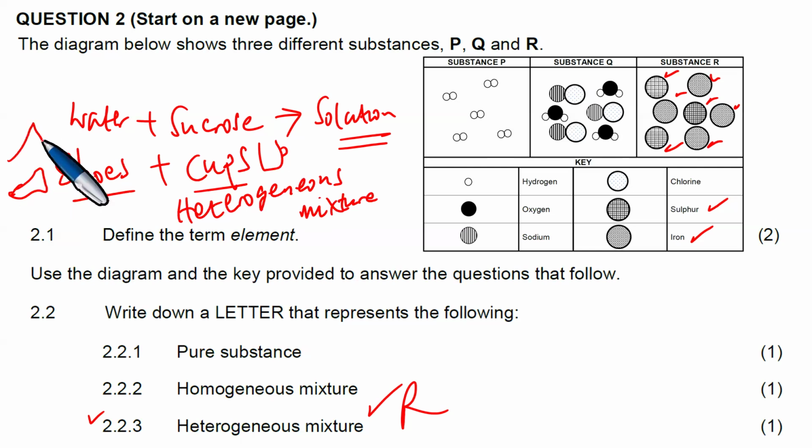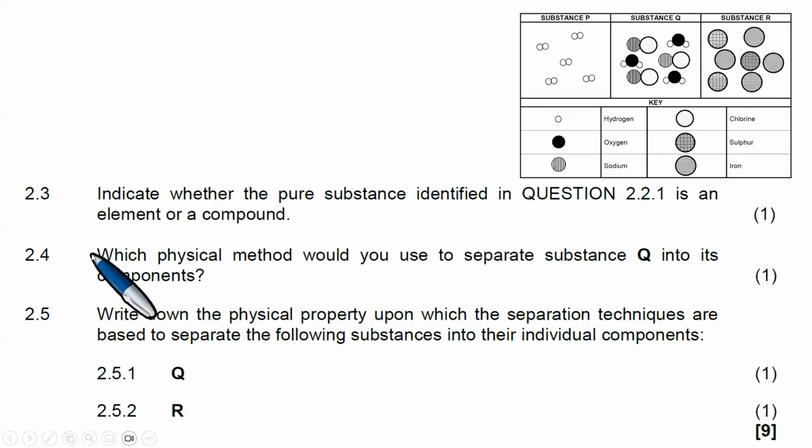Because of this, you're able to see, okay, this one is a high heel shoe and this one is a cap. So this kind of mixture is heterogeneous, where you can still see the things. Here, you are able to see the iron and the sulfur because they don't mix quite, and therefore you can still see those substances there. Let's look at the next question. In 2.3, indicate whether the pure substance identified in question 2.1 in 2.2.1 is an element or a compound.